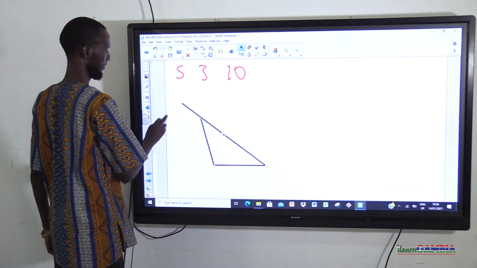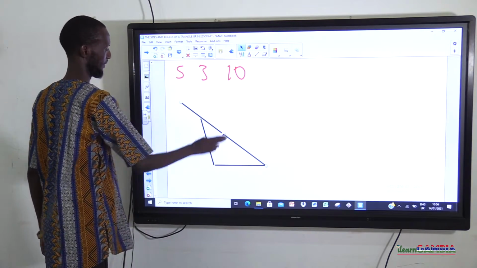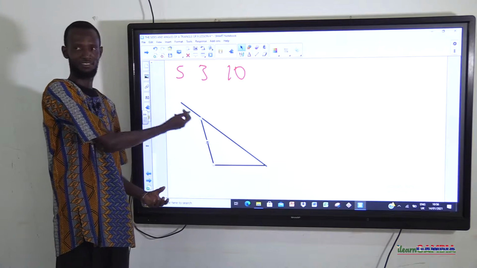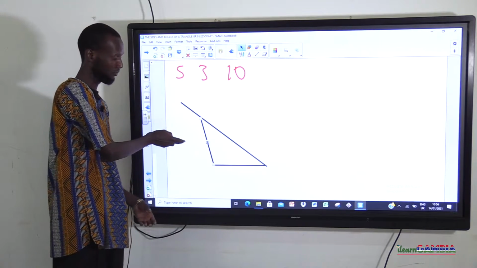There you go. Now what do you observe? When you fix them together, there's this length excess. There's this one overlapping, and that shouldn't happen.